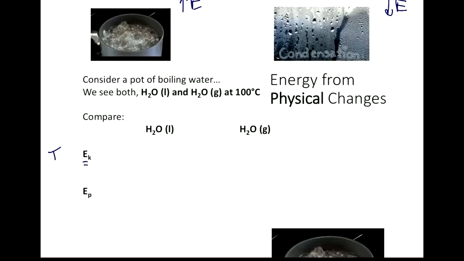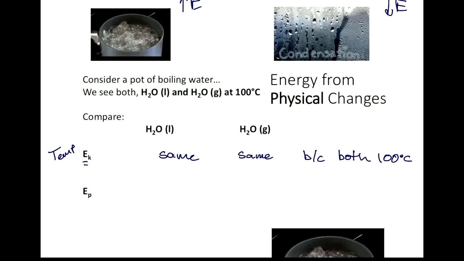They are the exact same temperature, all right? So again, I tried to lead you into it here, that kinetic energy is related to the temperature of the sample. So they're actually the same because both are at 100 degrees. All right, so that's kinetic energy. The average kinetic energy of the liquid and the gas are about the same because their temperatures are the same.